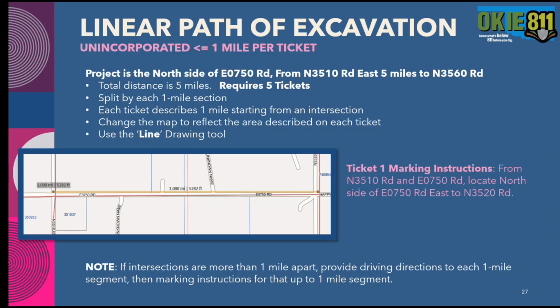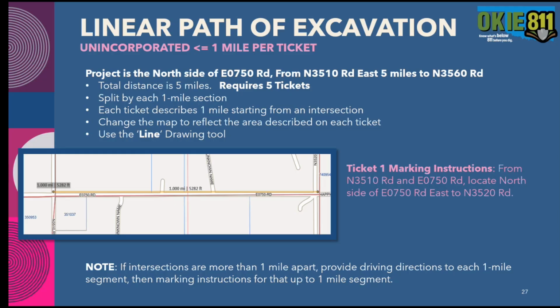In rural areas, most of the time there's a roadway at each mile section, so these are generally pretty easy. But if there's not, you can use driving directions as well. But the same concept as in town, you're going to describe each 1 mile section starting from an intersection, change the map to reflect that area described on each ticket, and use that line drawing tool.